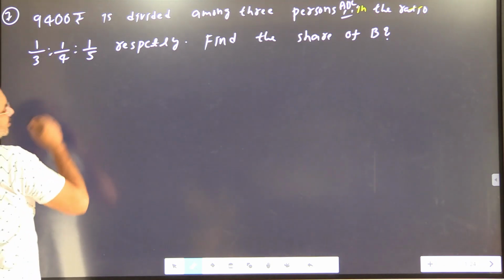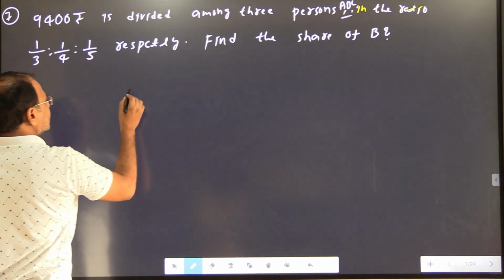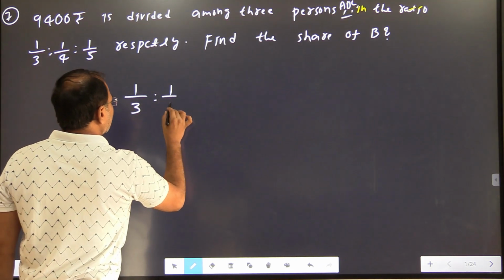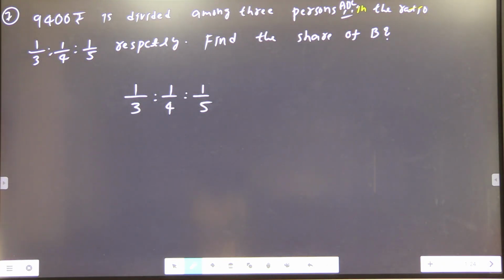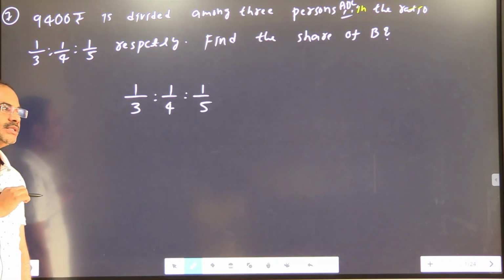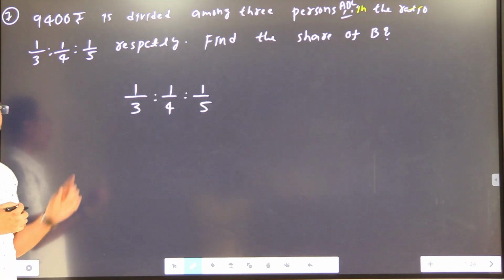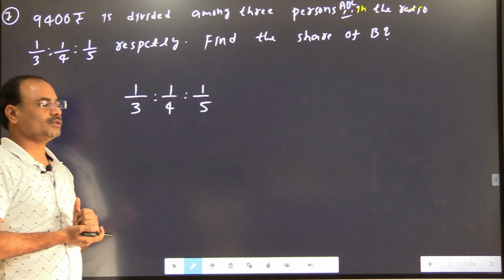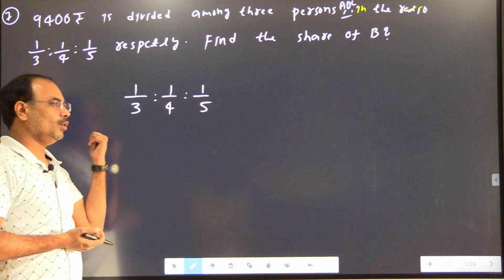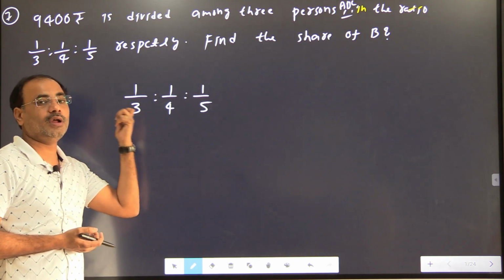As we said earlier, if you want the value, directly convert to a fraction and multiply by the total value, then you will get the required share. But in this question the ratio is given in terms of fractions. The values given in the ratio are fractions. So you cannot divide the total 9,400 rupees in this ratio directly. First you have to simplify this ratio. Of course this is a fractional ratio, already we discussed in the last class. In the given ratio the terms are in fractions, so this is called a fractional ratio.